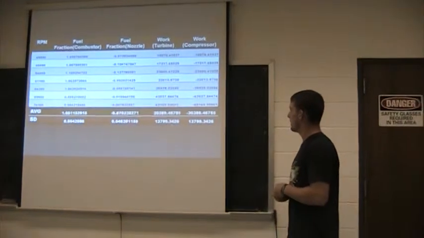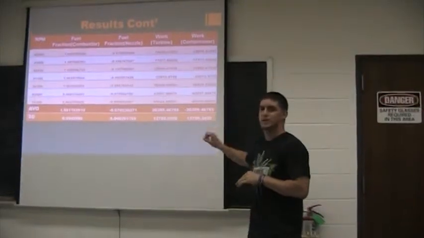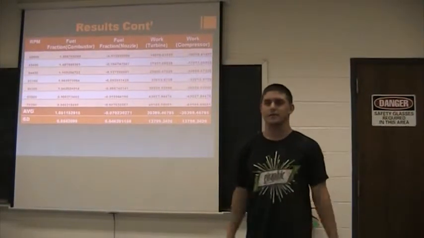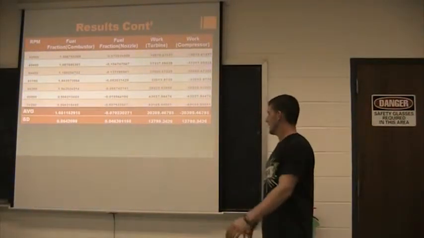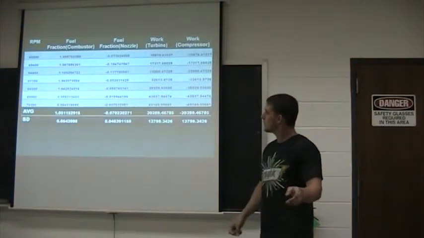And then the work of the turbine and the work of the compressor should match each other. One should be positive, one should be negative. It's kind of, work in equals work out. And that's what we got here, at 30,000 each for the average.